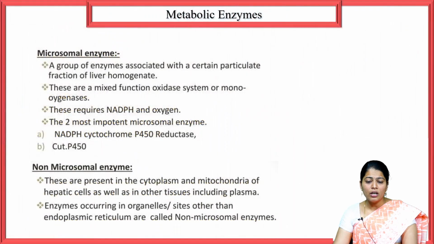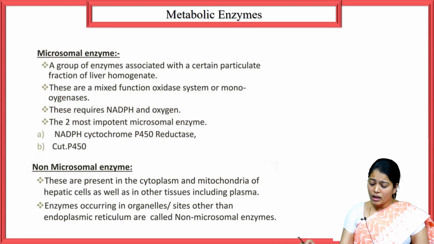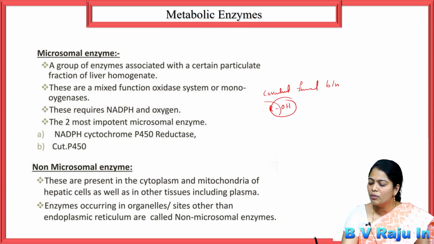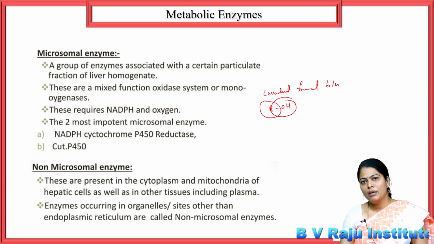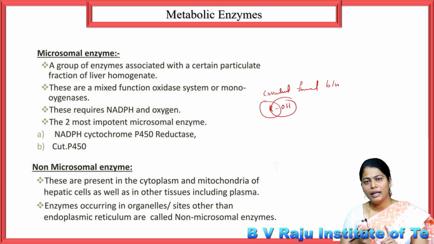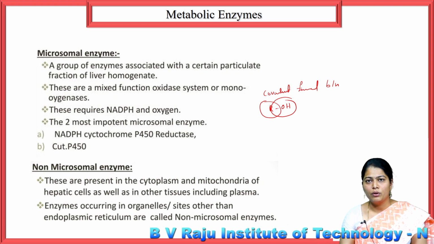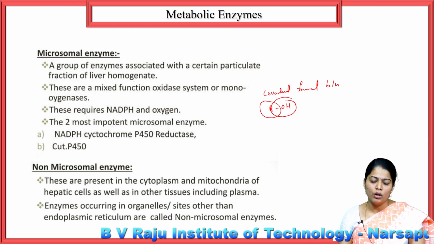What is the meaning of conjugation? Conjugation means a covalent bond formed between the drug molecule and a hydrophilic moiety. So these non-microsomal enzymes are used to form the covalent bond between the drug and the hydrophilic group which we would like to add to the drug molecule.